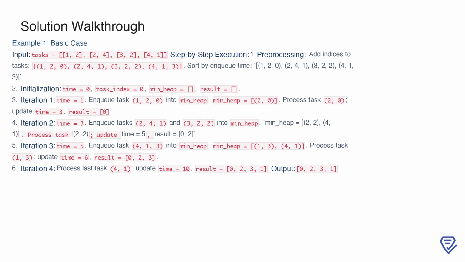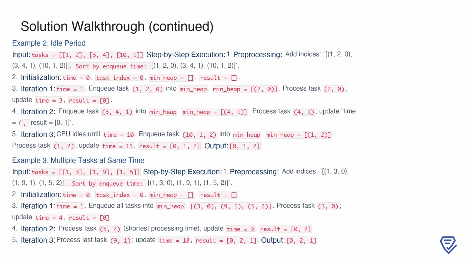At time equals 5, we enqueue the last task, [4,1,3], into the min_heap, which becomes [1,3], [4,1]. We process [1,3] next, updating time to 6 and adding 3 to the result. Finally, we process the remaining task, [4,1], at time equals 6, updating time to 10 and appending 1 to the result. The output order of task indices is [0,2,3,1].